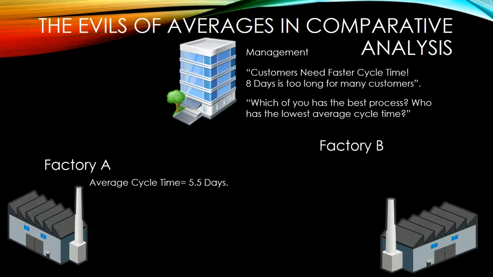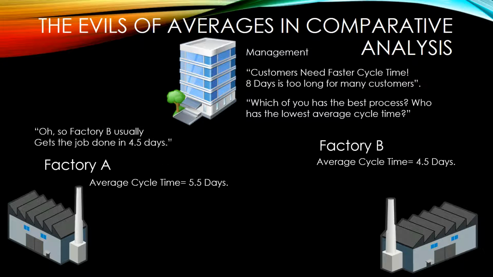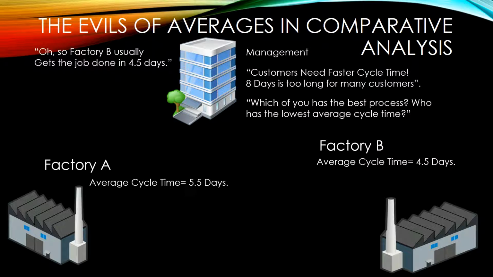Factory A answers, hey, our average cycle time is 5.5 days, not too shabby. Factory B comes up, well, you know what, our average cycle time is 4.5 days. Clearly we have a better process here, we run a tight ship. So what management hears is, oh, Factory B usually gets the job done in 4.5 days. That's about half of our cutoff of 8 days. Good job, Factory B. Factory A, why don't you start replicating what Factory B does? Because most of the time they finish the job in 4.5 days.